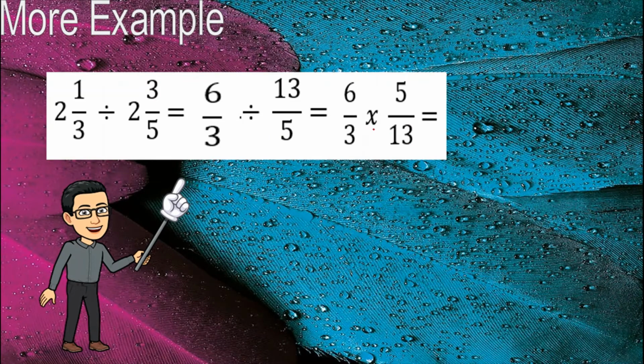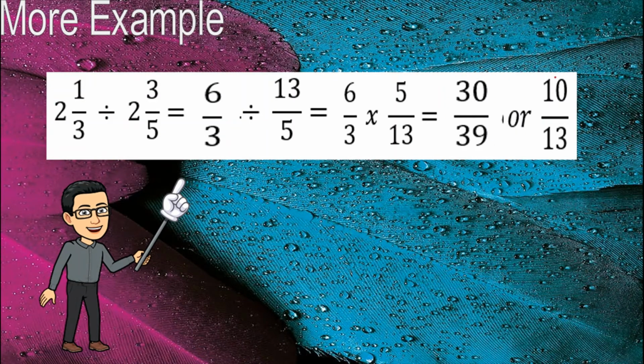And we do now the multiplication process. So 6 times 5, that answer is 30, and 3 times 13, the answer here is 39. So after this one, don't forget to simplify your answer. So I'll just divide this one by 3. So the final answer is 10 over 13.